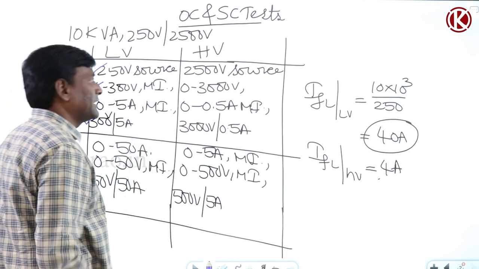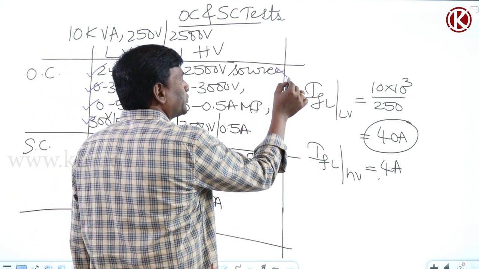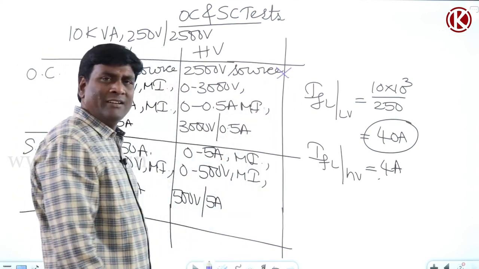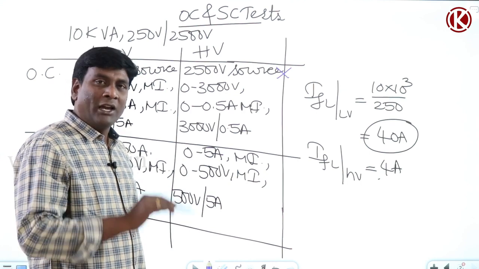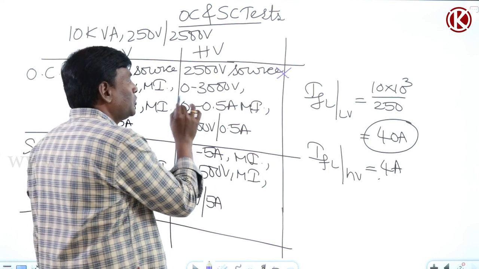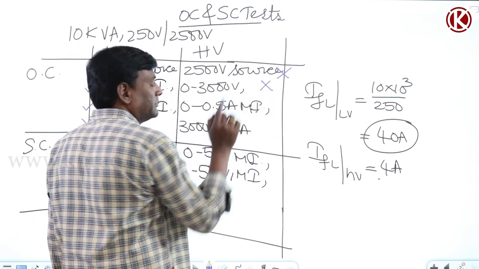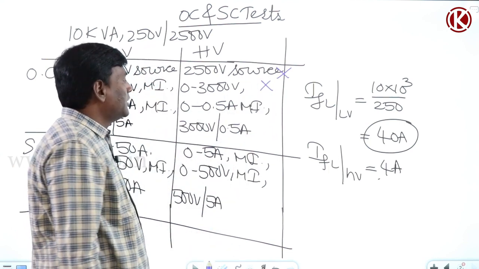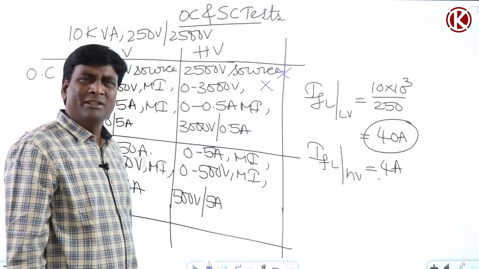Now if you see the other side, a 2500 volt source, 2.5 kV, is not easily available. Even if you have that, how to switch it on? High voltage is going to be difficult. 0 to 3000 volts, very high voltage, is not easily available. A 0 to 0.5 amperes MI can be easily available.